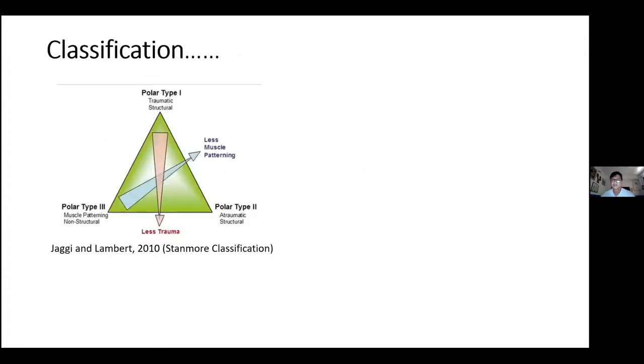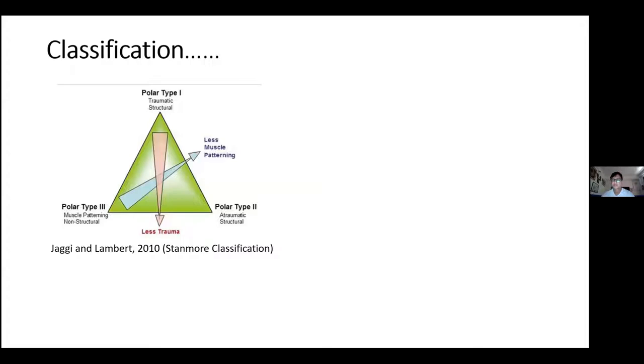There are various classification systems developed to address shoulder instability, but one of the good ones that addresses both the pathophysiology and the etiology is the Stanmore classification. It is categorized into polar type 1, polar type 2, and polar type 3. The polar type 3, the muscle patterning type, is a relatively newer concept. It is because of the imbalance of especially the superficial group of muscles, the latissimus dorsi and the pectoralis major, and weakness of the rotator cuff group of muscles.